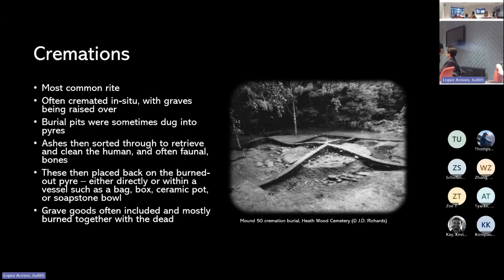So cremations were the most common rite. There's a sort of outline there of how they were done. Burials sometimes dug into pyres and then collected and sorted, sometimes put in vessels, and the grave goods were often included on these pyres in these burials.